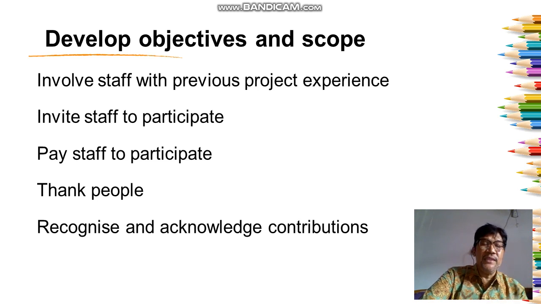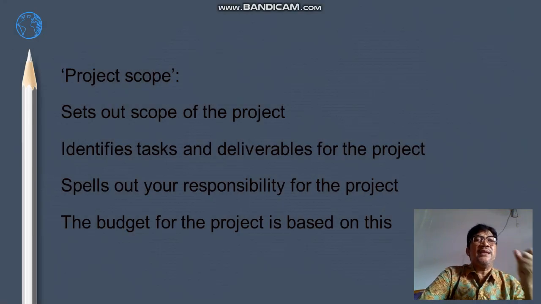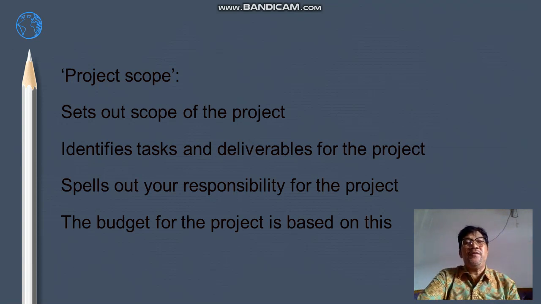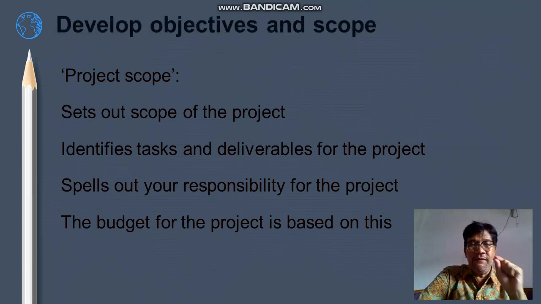This is an important thing, very, very important. You can think hard about it, and you can arrange some analysis of the management process as well. Next slide. Project scope sets out the scope of the project. It identifies tasks and deliverables for the project, and spells out your responsibility for the project. The budget for the project is based on this. This is develop objective and scope.